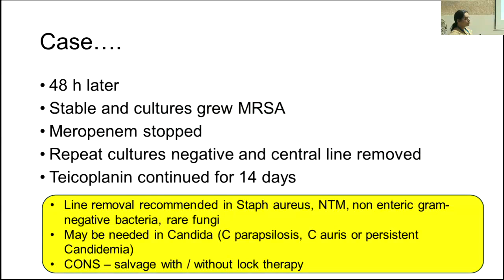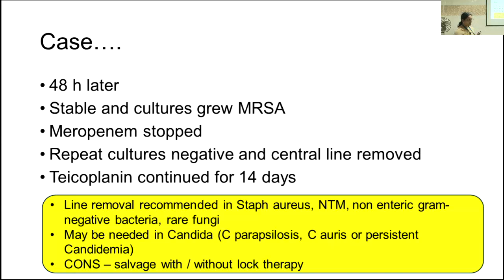So line removal. When do I do it in a child with febrile neutropenia? Always, even in febrile neutropenia, for Staph, and for NTM, so rarely you will have non-tuberculous mycobacteria growing. Generally, if it's a non-enteric, non-fermenter, like your Acinetobacter or Pseudomonas, you don't expect them to come from the gut, especially if they are resistant. Please err on the side of removal rather than trying to be heroic and retain the line.